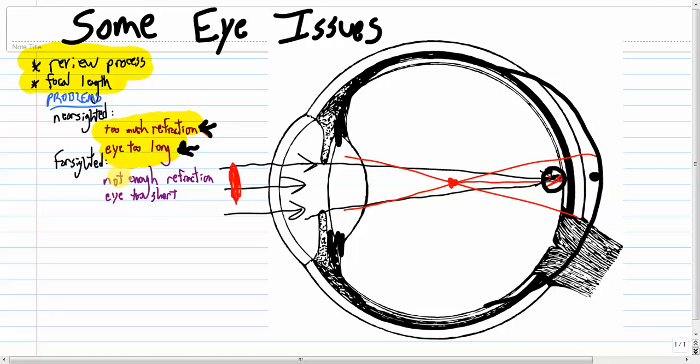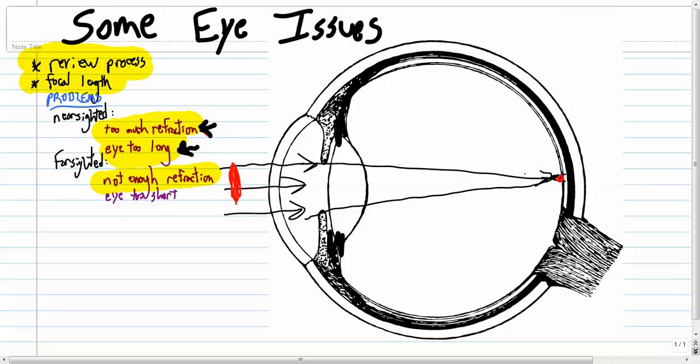Well, you could be farsighted. In that case, maybe you have not enough refraction going on. In other words, maybe I should clean this image up a little bit. Instead of the light rays crossing over right back here where we want them to, or the focal point being right there, what if your lens was too skinny, if it was too flat? If your lens was too flat, it wouldn't refract these light rays enough, or maybe this wasn't rounded enough.